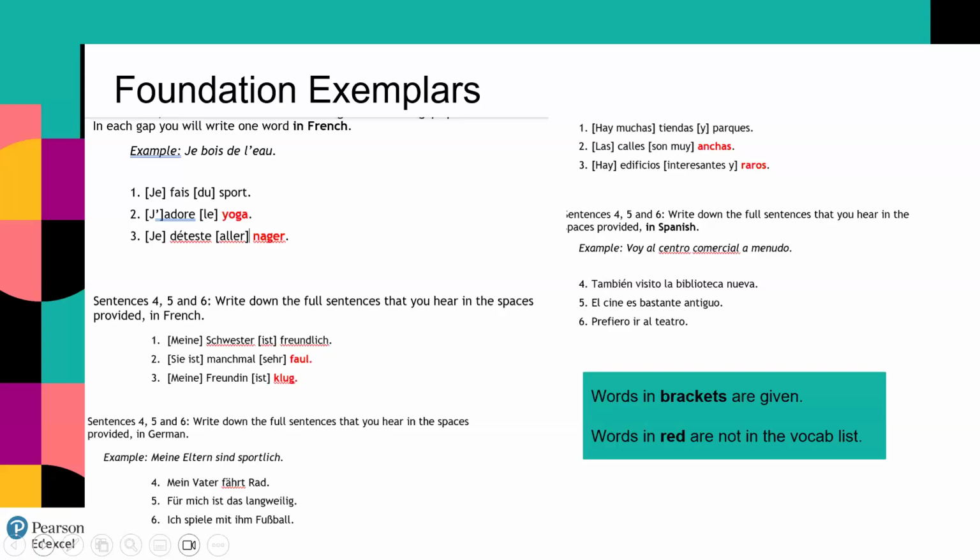So they had to write Schwester, ist is given. And the red are the words not in the vocab list. Okay, so here, if you look at Spanish, for example, las was given, but they had to write that. So give you a little thing. So these are the ones we're going to look at.